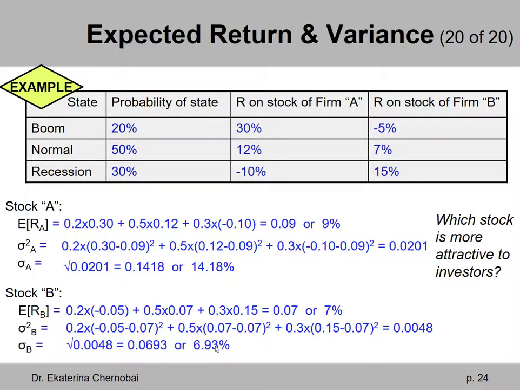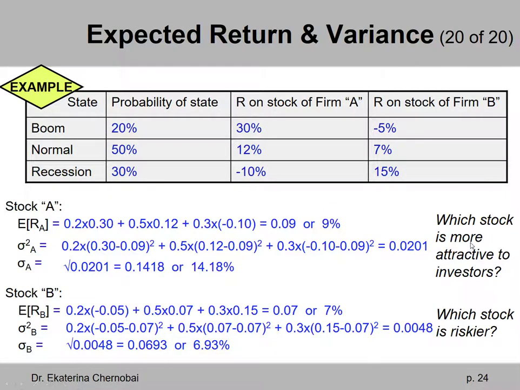Okay, so let's answer the following question. Which stock would you say is more attractive to investors, stock A or stock B? Usually the answers are it's stock A because you make on average more money, and that's true. Your expected return on stock A is 9%. Your expected return every year on stock B is 7%. So 9% is better than 7% for the expected annual return.